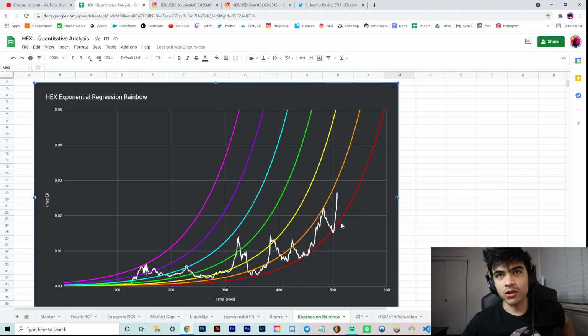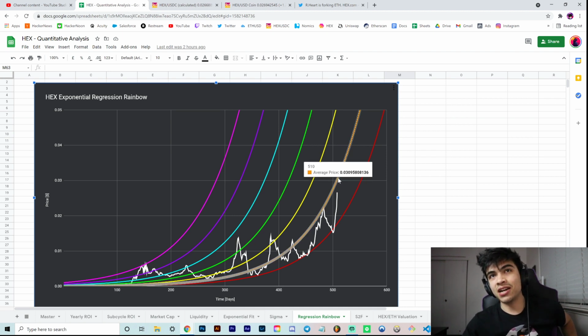And just to finish this video off, an update on the regression rainbow. By the time we reached 3 pennies earlier today, our price was actually right on this orange curve.